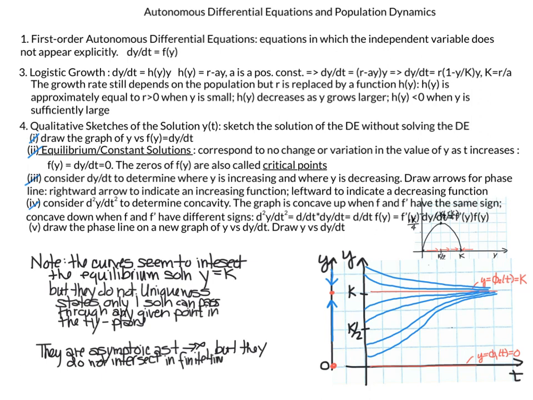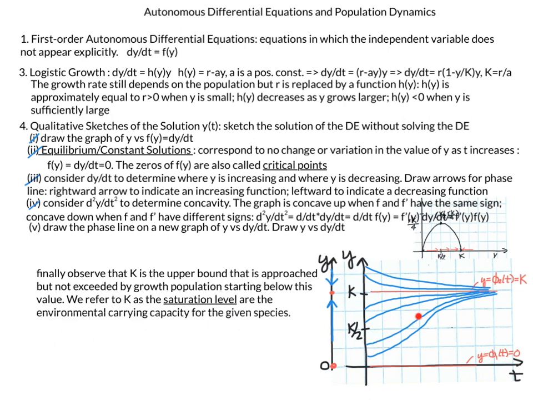A note: the curve may seem to intersect the equilibrium solution, y equals k, but if I drew it that way, that was unintentional, because they do not intersect, by the uniqueness theorem that we had in some previous video. Uniqueness states only one solution can pass through any given point in the ty plane. And all the solutions are asymptotic as t approaches infinity, but they do not intersect in finite time.